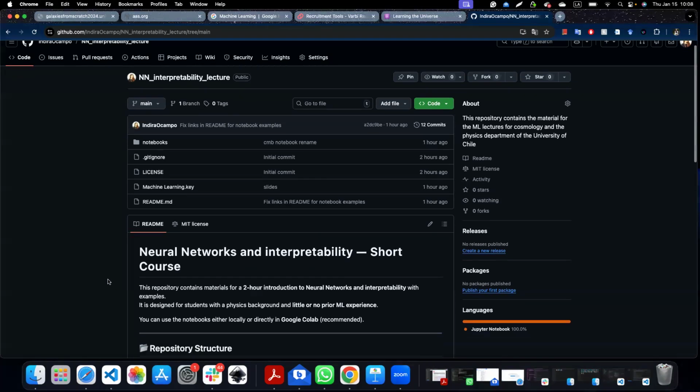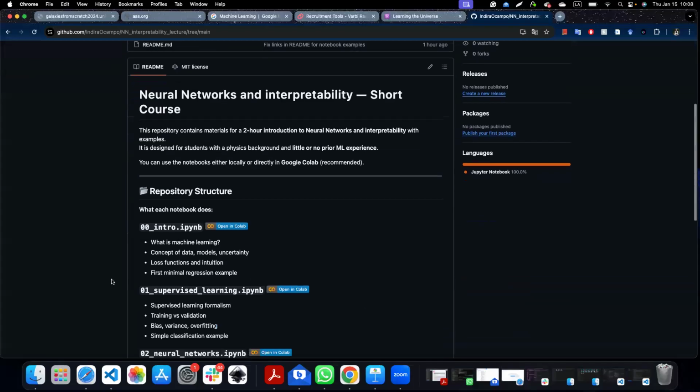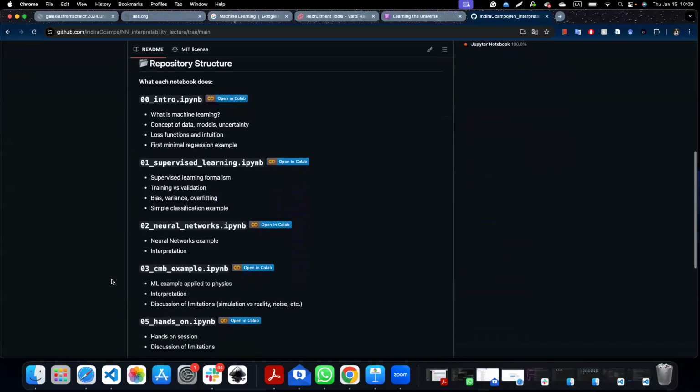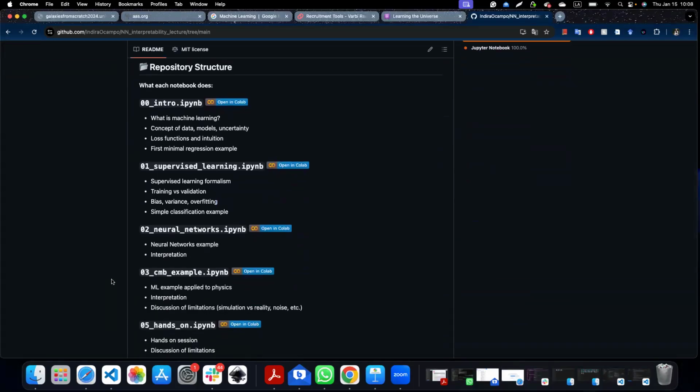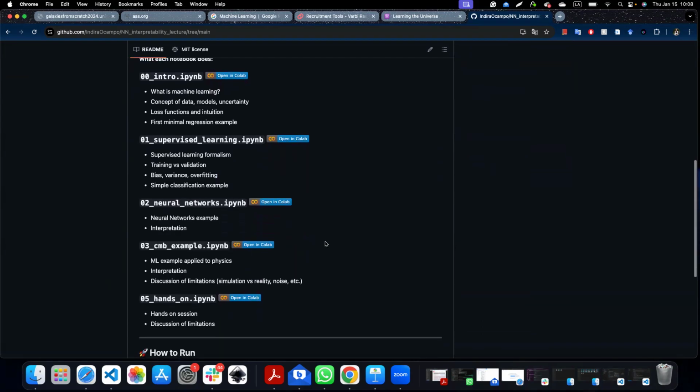If you open it, you're gonna find in the README file the main notebooks that we're gonna use for this session. The first one is gonna be an introduction. The second one is going to be about supervised learning. Then we're gonna talk about neural networks specifically. And then we're gonna see an example of the cosmic microwave background. And then you're gonna have to do something for me this afternoon.